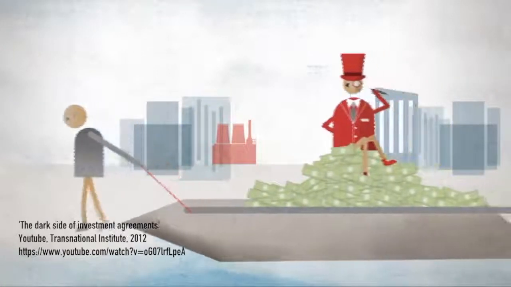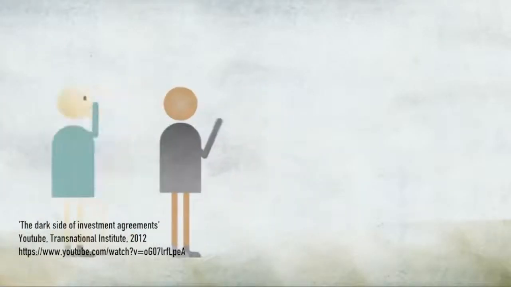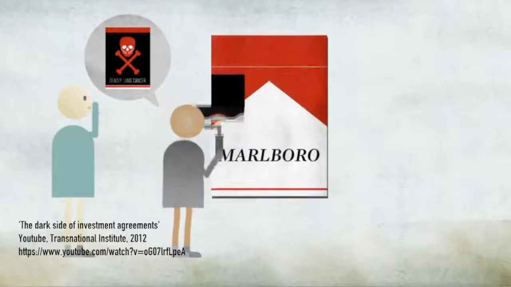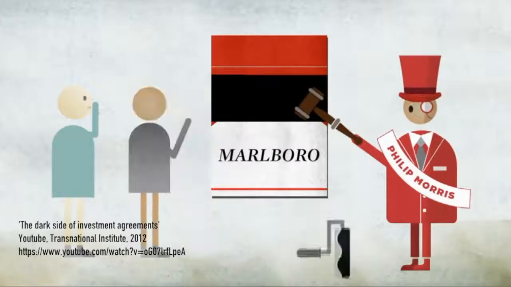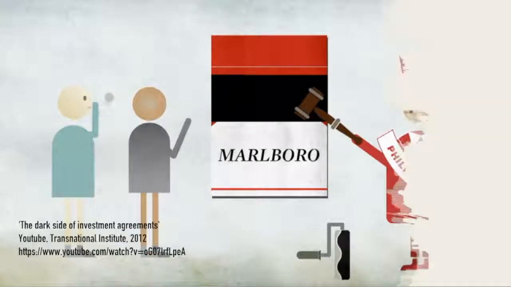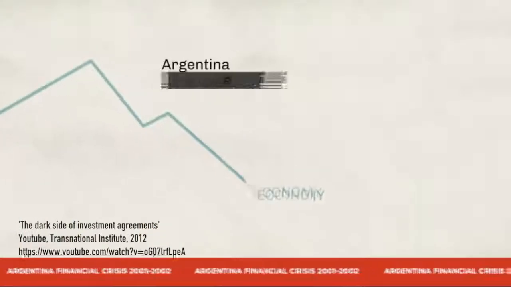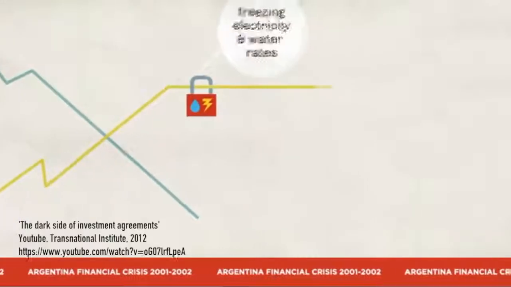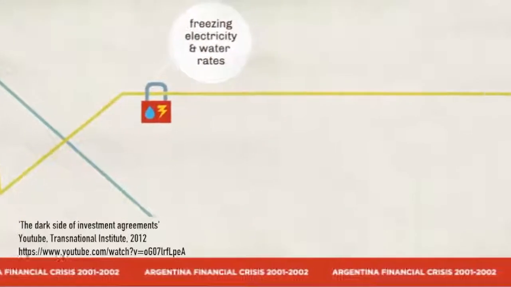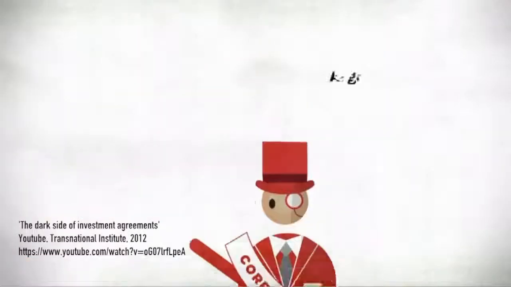Hard to believe? In 2010, Uruguay decided to protect public health by including large health warnings on cigarette packages. It was immediately sued by tobacco giant Philip Morris, who argued the measures were unreasonable. And in 2001, when Argentina, in the midst of a major financial crisis, took measures to protect its population by freezing electricity and water rates, it was hit by over 40 lawsuits by big corporations.